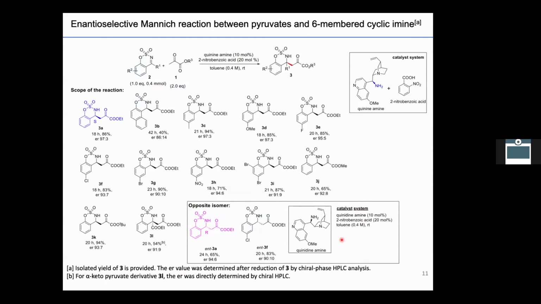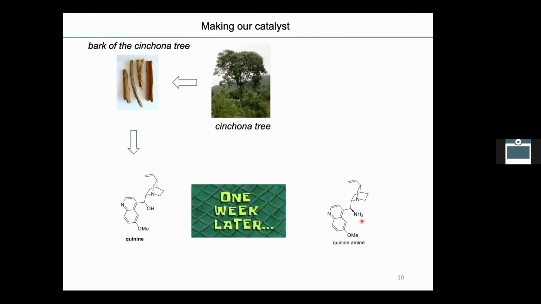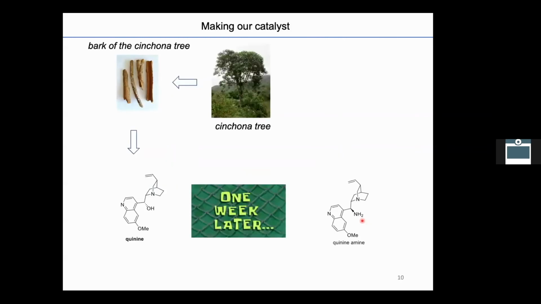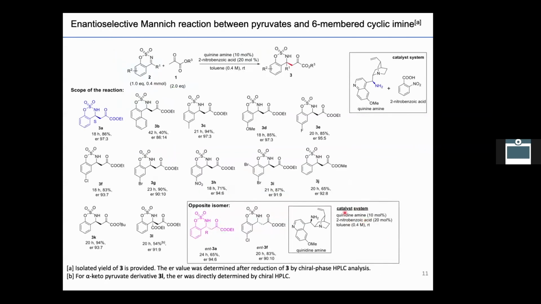So you use this beta amino group in the quinine amine. Have you tried the opposite isomer to synthesize the opposite of your expected product? Yeah, exactly. That's what I mean. So quinine amine produces the S enantiomer. Quinidine amine, which is a pseudo isomer, an enantiomer of the catalyst itself, produces the opposite isomer. So you can access two enantiomers, with really good efficiency and selectivity as well.